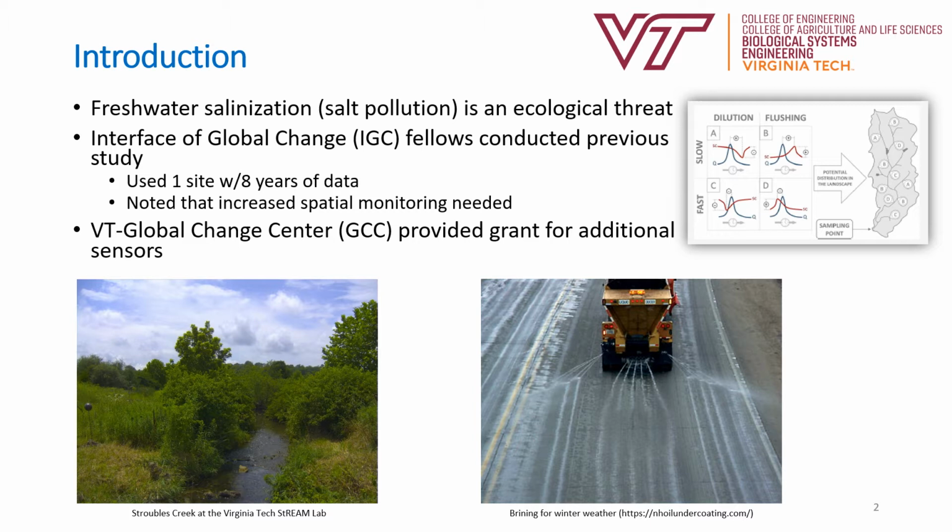This project expanded on research done by a group of Interface of Global Change Fellows. They used 8 years of data from one site at Streamlab. They concluded that it is a complex issue and that there was a need for more spatial analysis to account for land use and other variables. So the Virginia Tech Global Change Center provided a grant for additional sensors, which gave me the opportunity to conduct this research.